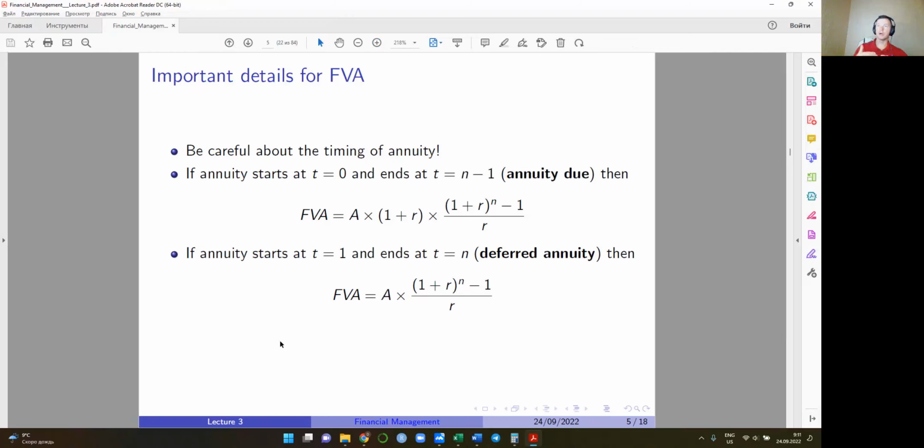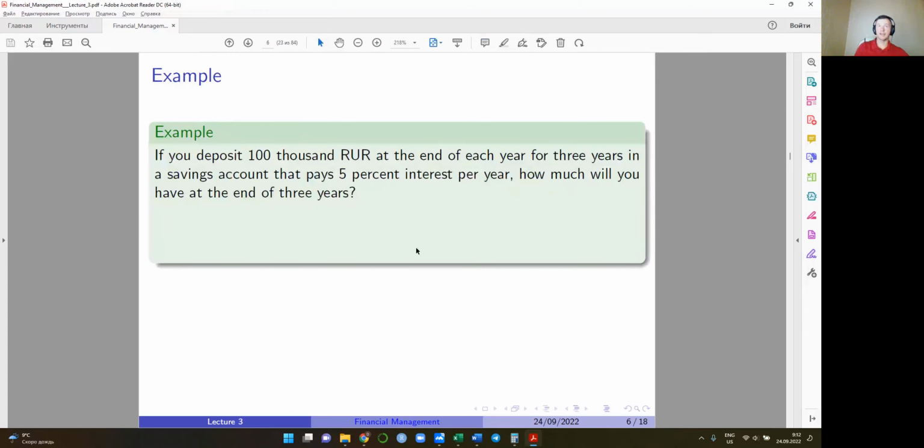0 is always now. If we put money at the end of the period, we need to wait until this period finishes and we deposit our money at the moment T1, not T0, because T0 is now. And the question explicitly says at the end of each year. It's not the beginning of a year.